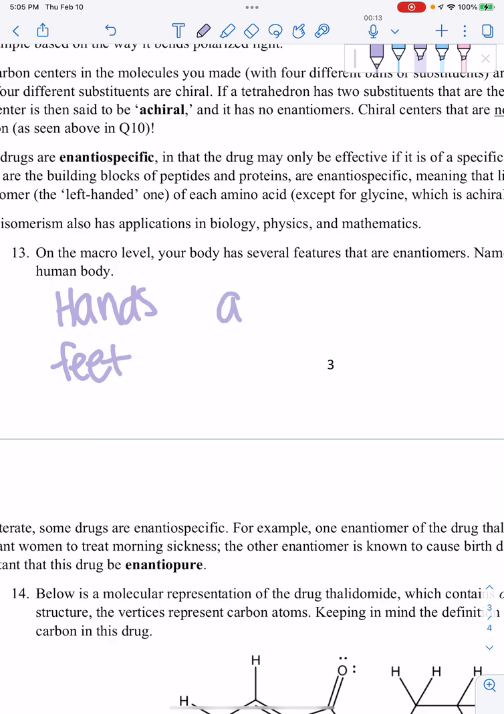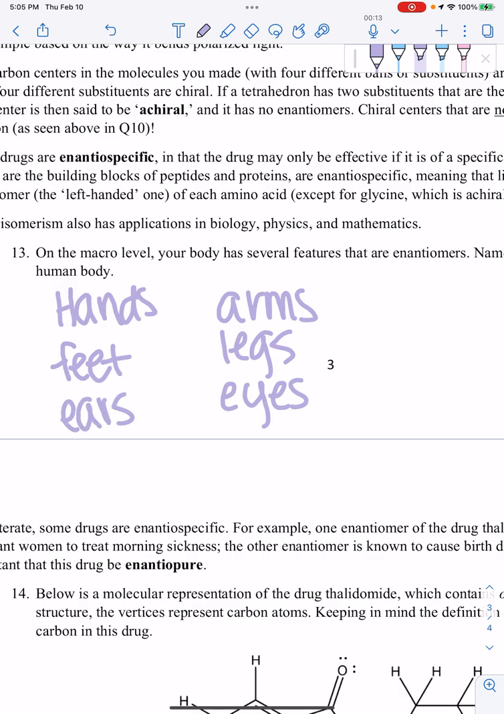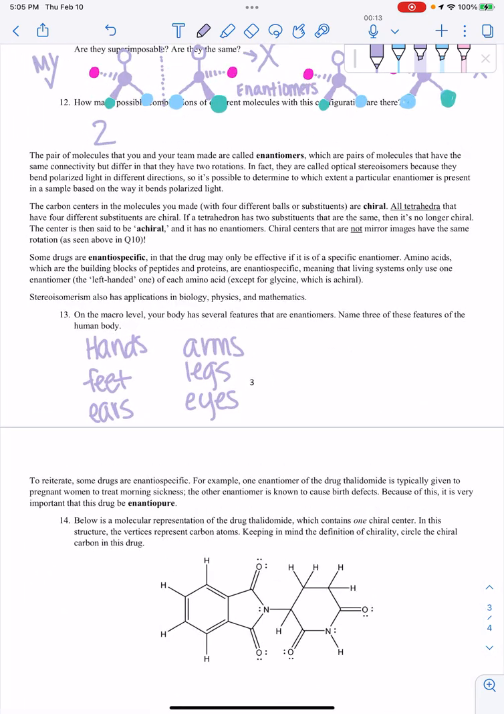It could be our arms, our legs, eyes, and I think you kind of get the point. Our ears also work too. Anything that comes in pairs that's perfectly reflected is typically not superimposable. So those would be examples, sort of real life examples of enantiomers.